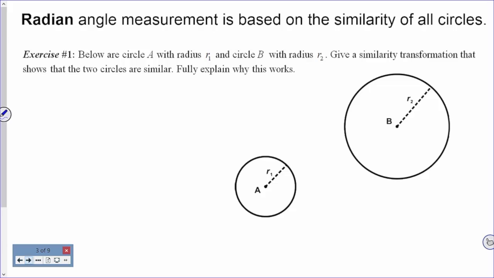Exercise number 1. Below are circle A with radius R1 and circle B with radius R2. Give a similarity transformation that shows that the two circles are similar. Fully explain why this works.